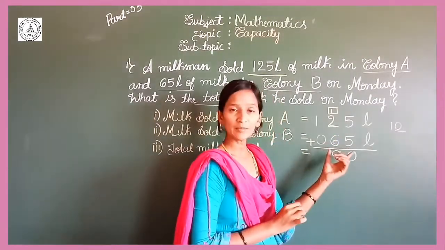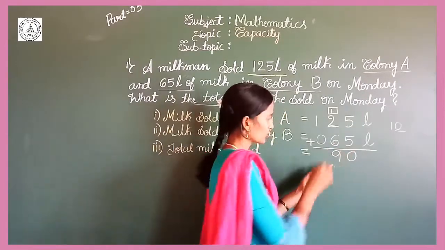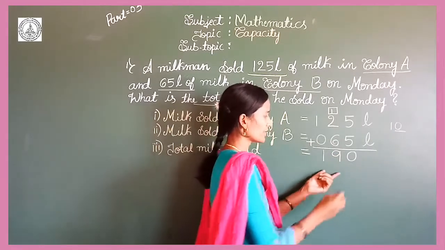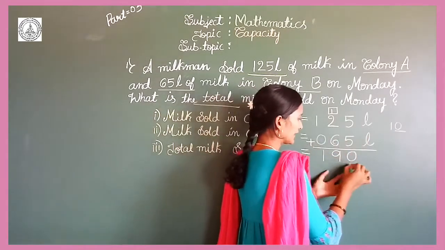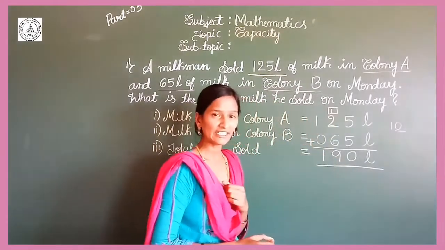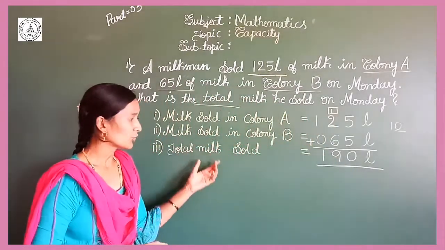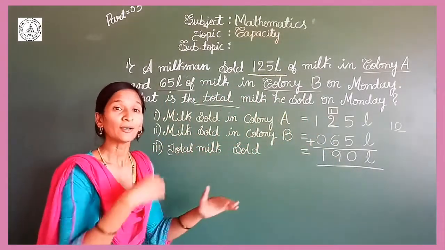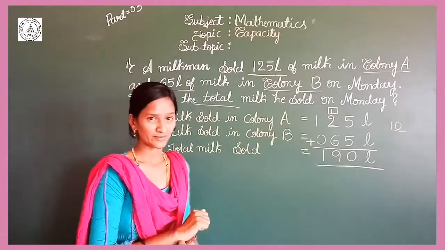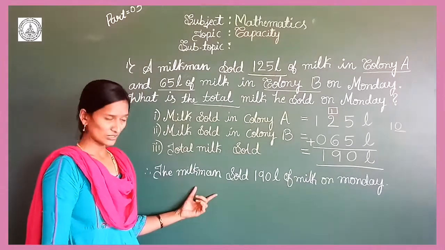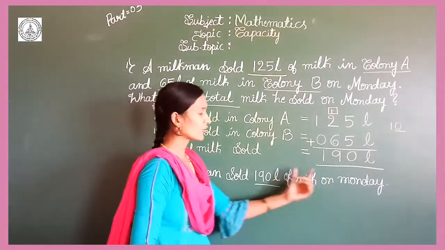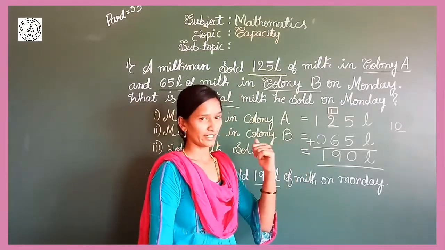And here the 100 place is absent, right? So 1 plus 0, it is 1. See here, 190 liter. What is this 190 liter? It is the total milk sold on Monday, right? So write down the conclusion statement, students. So this is a conclusion statement. The milkman sold 190 liter of milk on Monday.